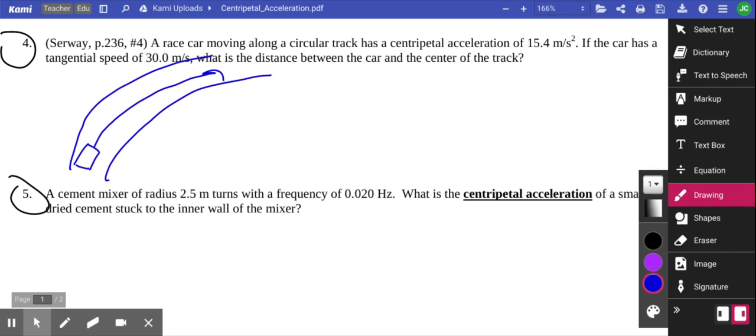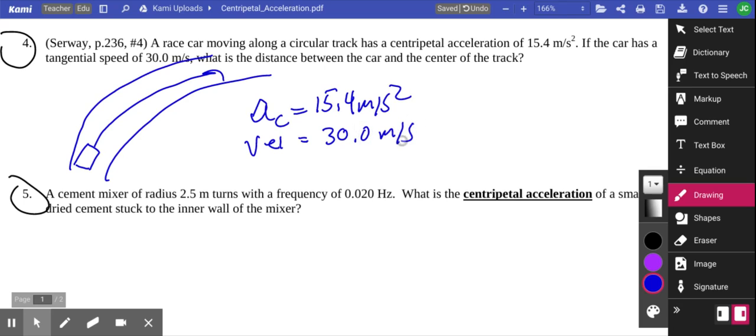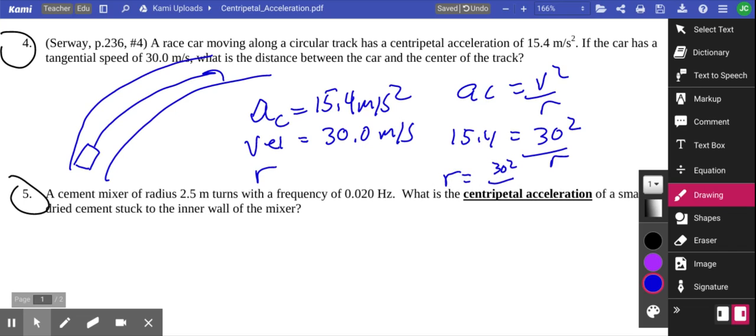Again, we know that the acceleration is equal to 15.4 meters per second squared. We know that the velocity is equal to 30.0 meters per second, and we're looking for r. Centripetal acceleration is equal to v squared over r. So 15.4 is equal to 30 squared divided by r. So r is equal to 30 squared divided by 15.4, which gives us 58.4 meters.